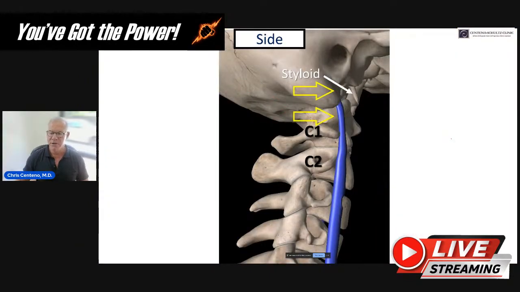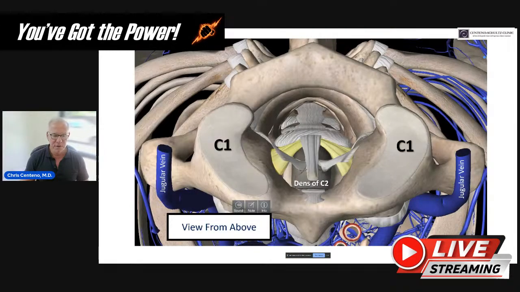And we also see that the styloid is out here, and it's usually got a ligament attached to it. The concept would be that could make things worse if there is pressure from the front and an elongated styloid. We may see more internal jugular vein compression. And this is the view from above. So again, we've got the jugular vein shown here, jugular vein shown here, and then obviously we see C1 there.